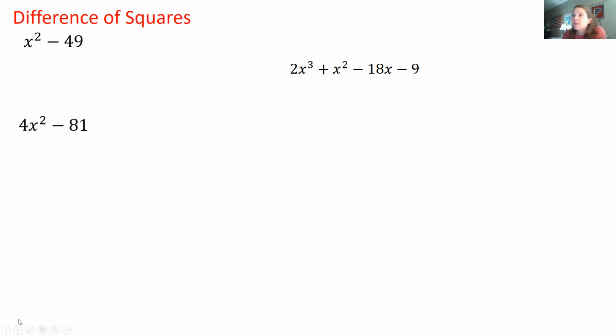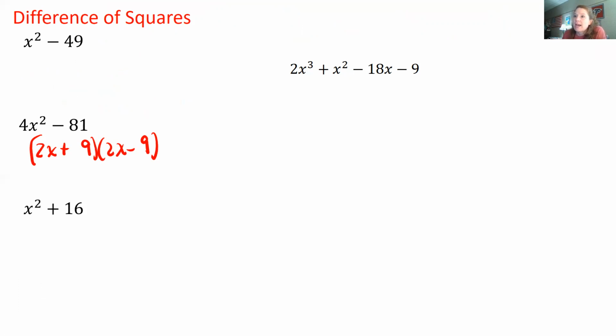Okay, are those both perfect squares? Yes. Is there a minus sign between them? Yes. So we find the square root of 4x squared, and we find the square root of 81, and one's always a plus and one's always a minus, every time.